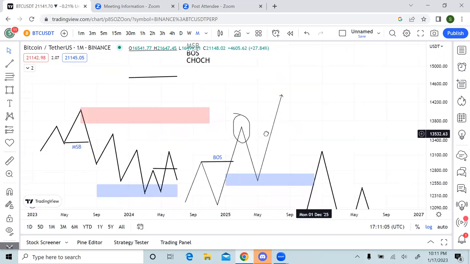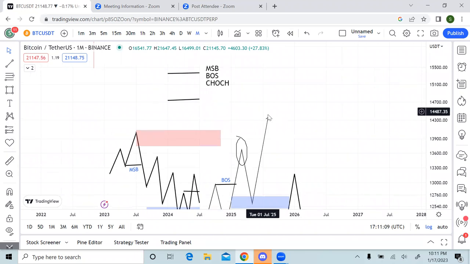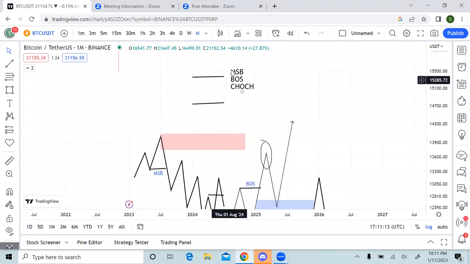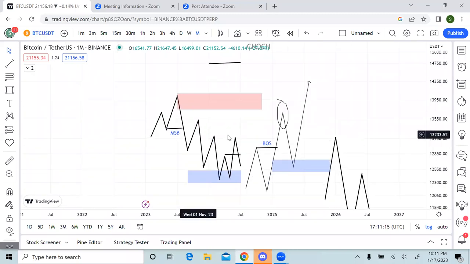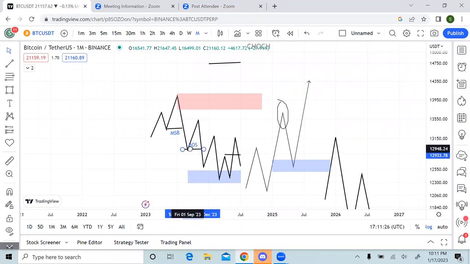This is how you can trade market structure, and these three terms, CHOCH, shows you that the trend is shifted. MSB is used on lower time frames, like from this level to this level. How you can trade, MSB will give you confirmation.